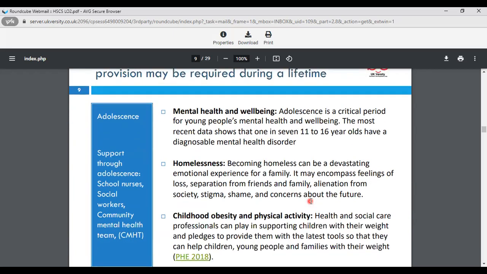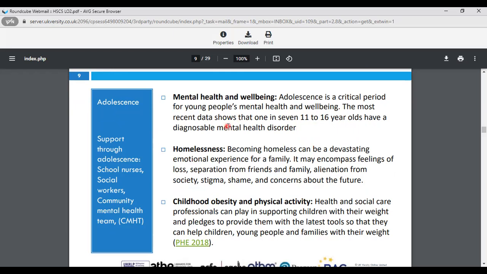Again, with adolescents, you have mental health and well-being. They work with young people, and as data have shown, most 11 to 16-year-olds have a diagnosable mental health disorder. Then they work on homelessness also, because when you're going through this stage you could experience homelessness, whereas when you're a child, the impact might not be so hard compared to when you're reaching adulthood.